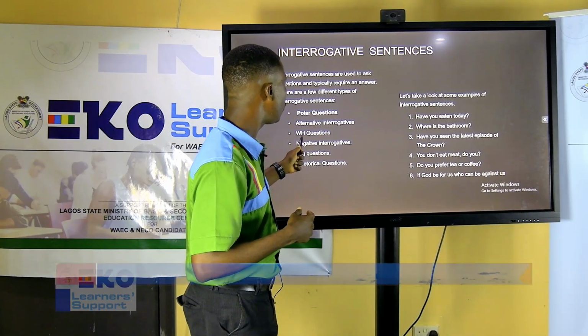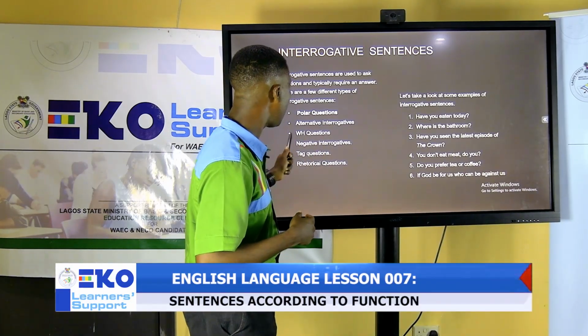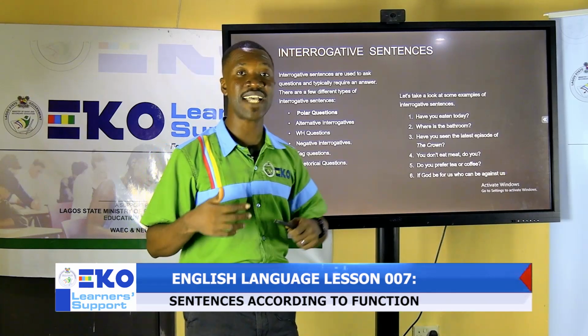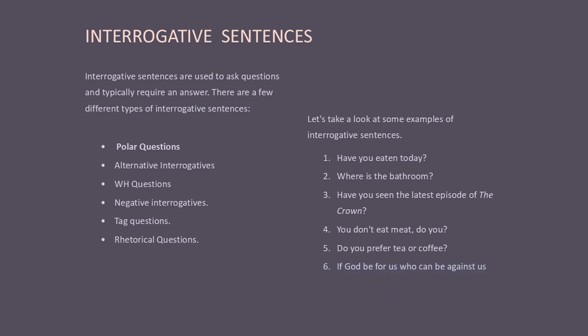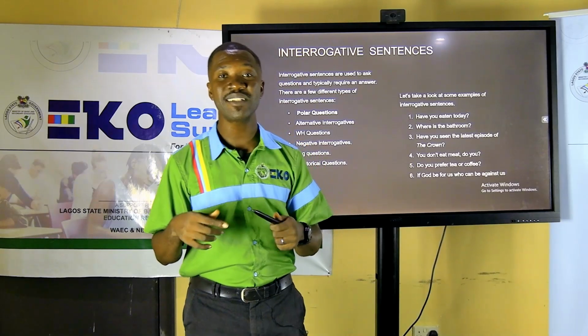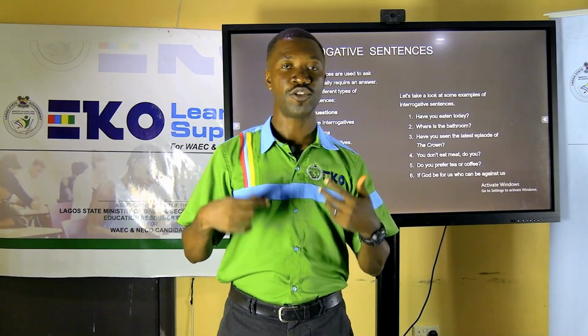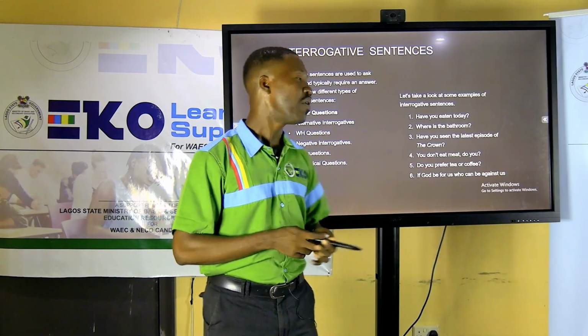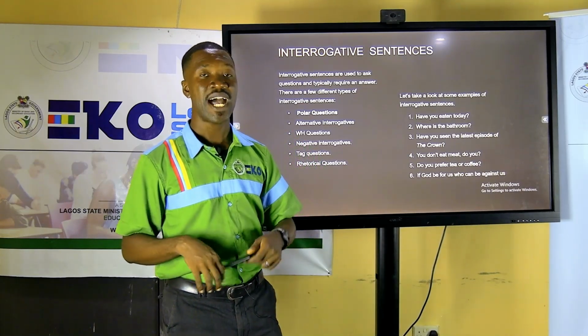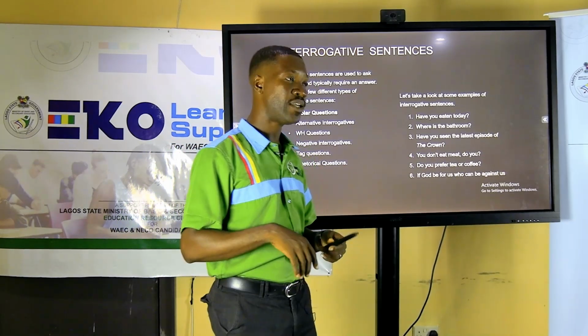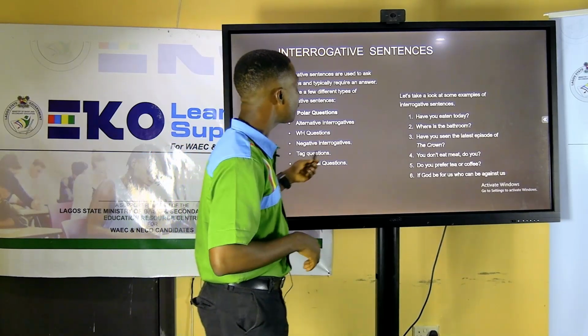We also have the WH questions, where the question starts with WH. We also have the negative interrogatives. We have the tag questions where a statement and a question follows. And finally, we have the rhetorical questions which require no answers. For those of us that are literature students, we make use of the rhetorical questions in our poetry and sometimes in drama when it is being read.